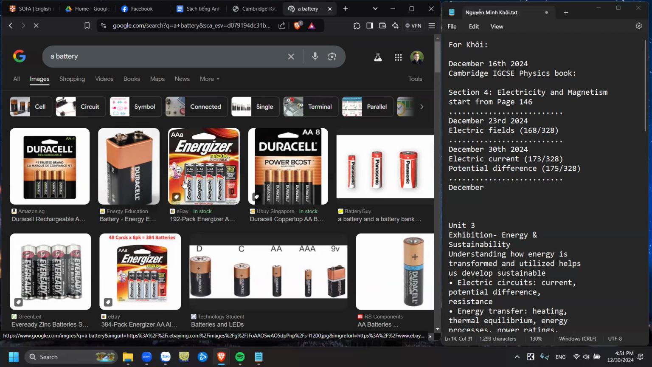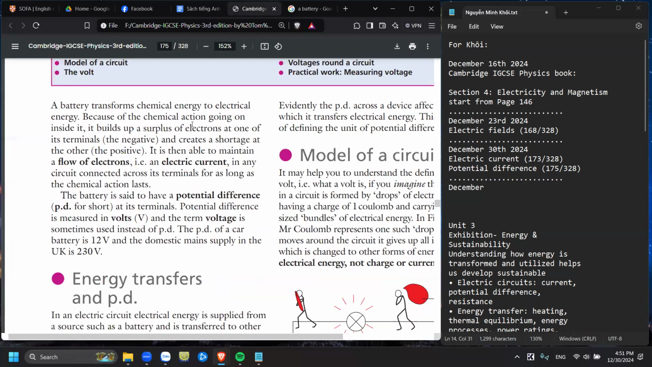Because the chemical reaction in there will not last forever. It reacts, and then after some time, the reaction will stop, and there will not be any electron flow at all. And that's when you need to throw the battery away and put a new one in. That's what it says here.